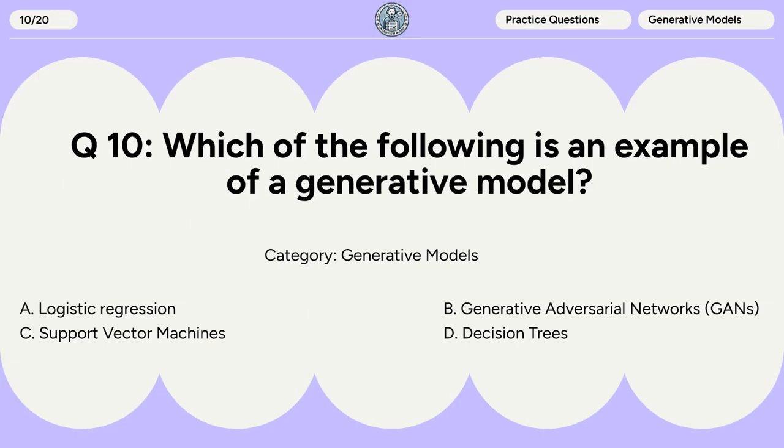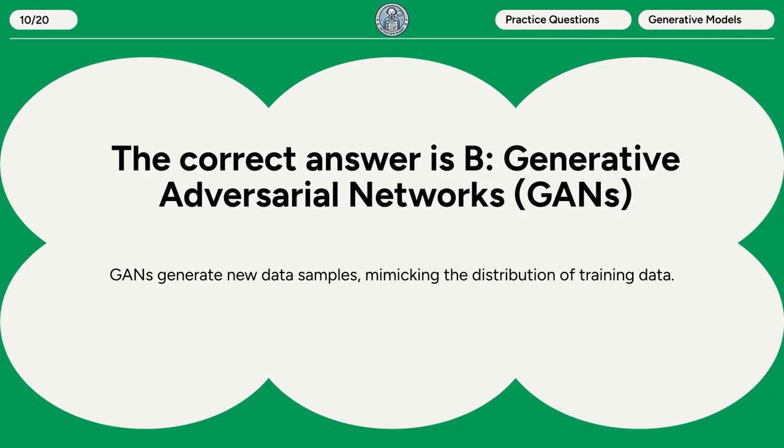Question 10. Which of the following is an example of a generative model? A. Logistic regression. B. Generative adversarial networks. C. Support vector machines. D. Decision trees. The correct answer is B. Generative adversarial networks. GANs generate new data samples, mimicking the distribution of training data.